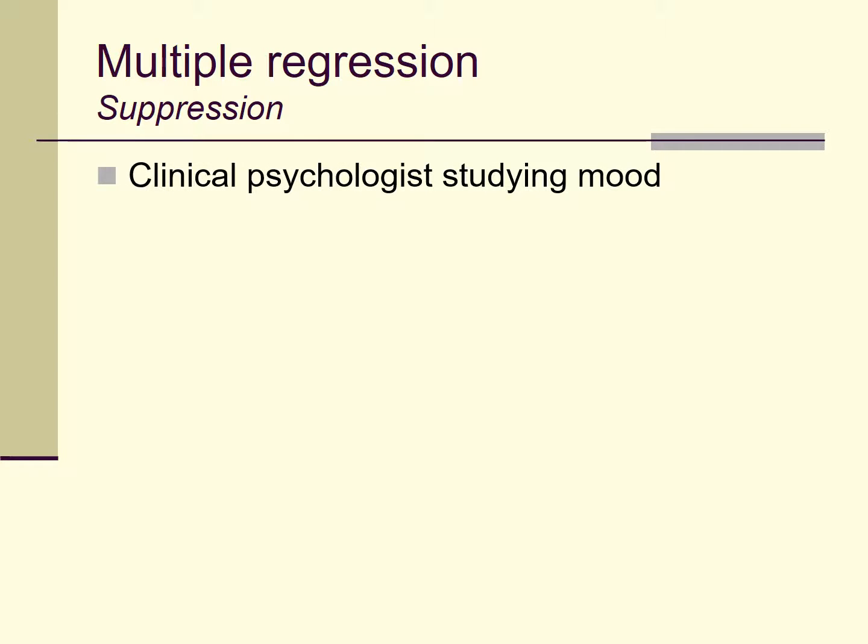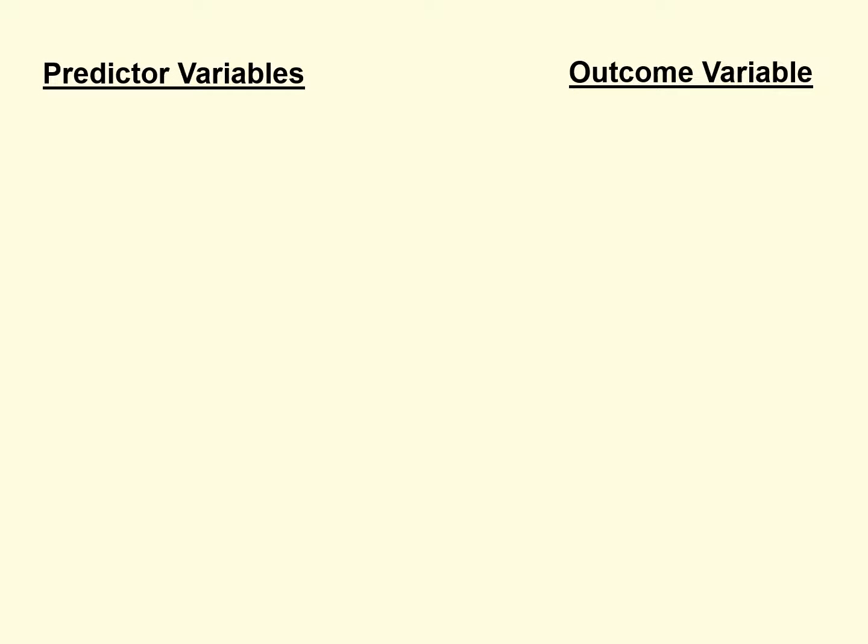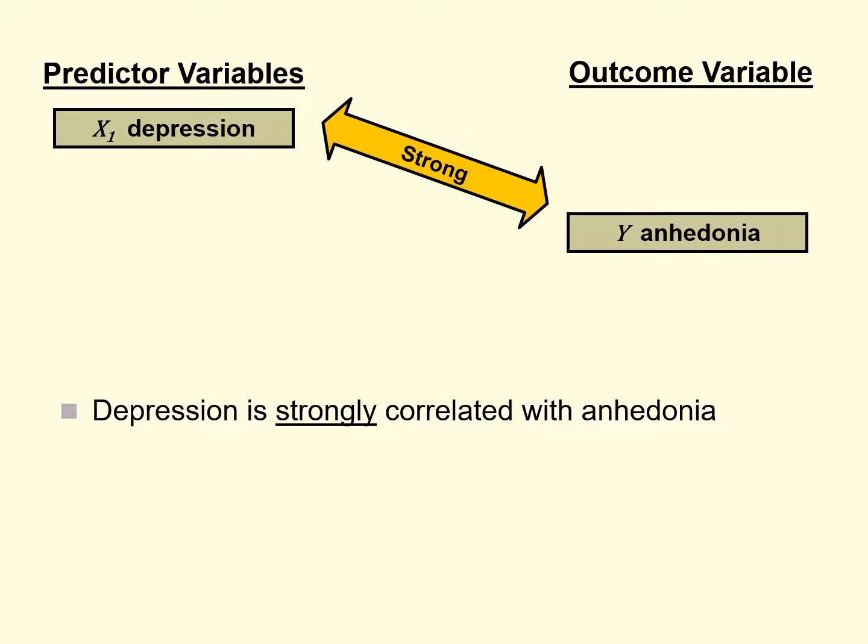Let's imagine that you're a clinical psychologist and you're studying mood. In this example, you're doing a non-experimental design where you have two predictor variables, some sort of measure of depression, some sort of measure of anxiety, and an outcome variable, which is a measure of low positive affect, or what is sometimes called anhedonia. If we're going to try and relate those things in a diagram, we might relate them like this. Predictor variables, outcome variables. Let's suppose that depression has a strong relationship to anhedonia.